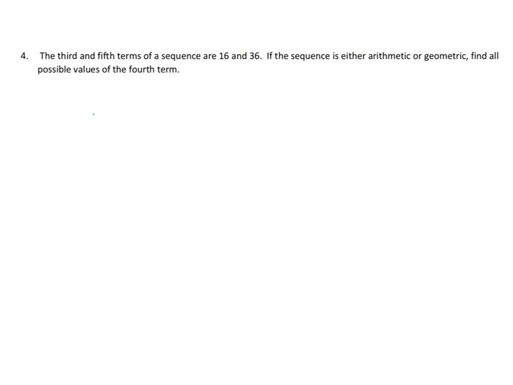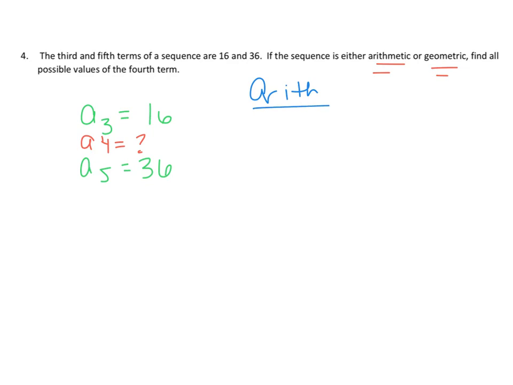They tell you in this problem the third and fifth term of a sequence are 16 and 36. They want you to find all possible values for the fourth term if the sequence can be arithmetic or geometric. So let's do the arithmetic version first. For arithmetic, what you want to do is find D to see how much it's going up by. With arithmetic, if you remember from class, I explained to you that an arithmetic sequence is just a line when you plot it.